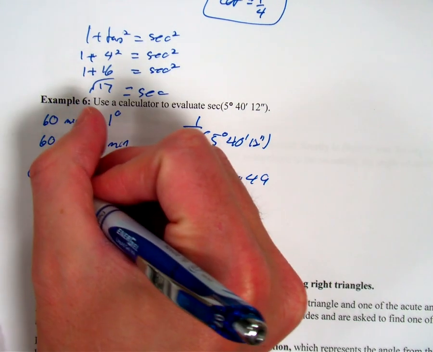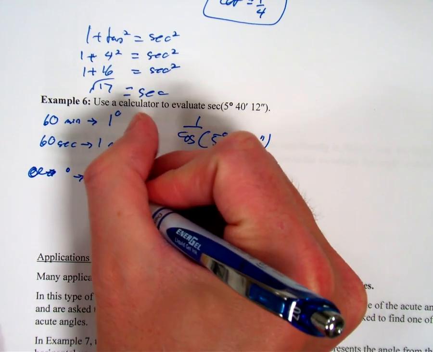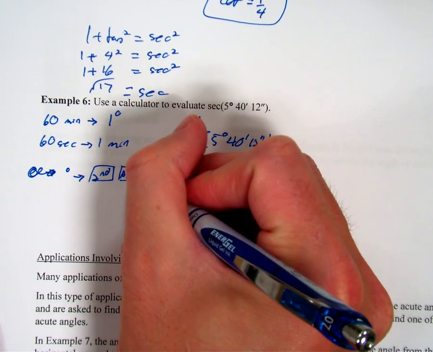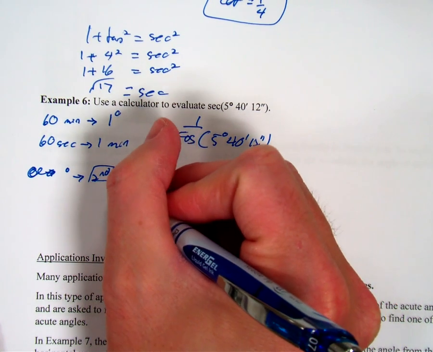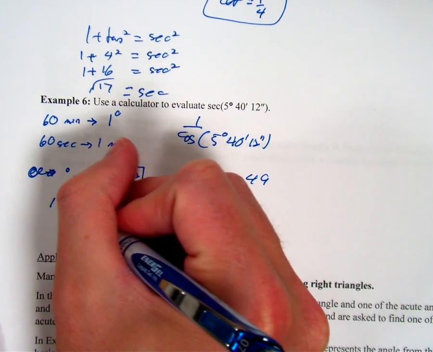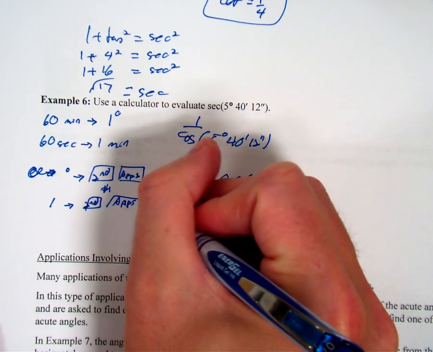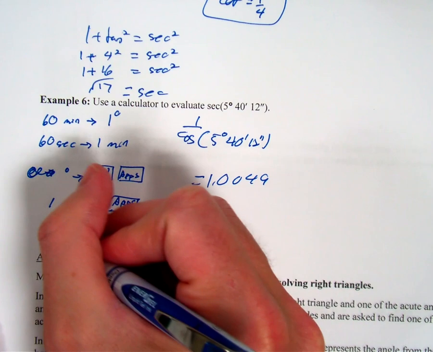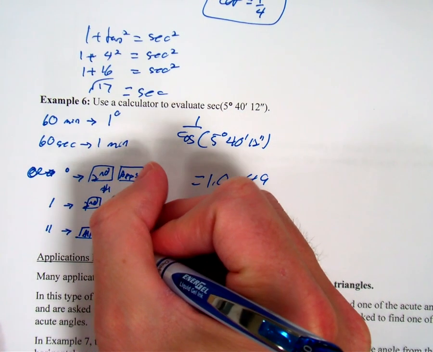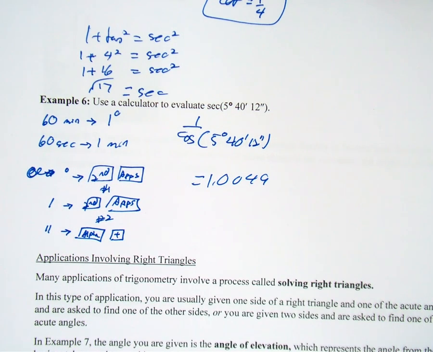And our degree sign, make that a little smaller. Degree sign is second apps, and then it's the first option, and then the minute is second apps, and that's the second option, and then seconds is alpha plus. All right.